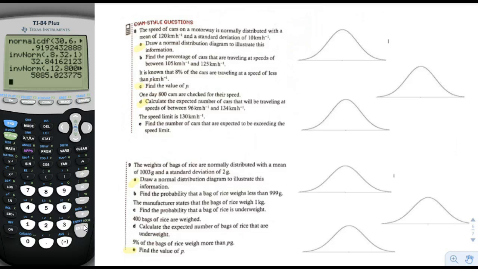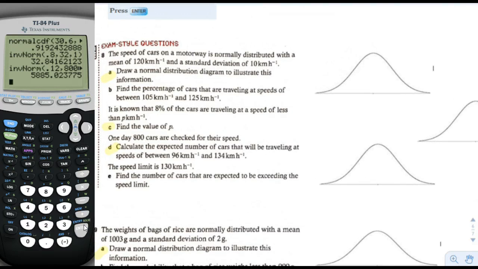Okay, moving on to number 8. The speed of cars on a motorway is normally distributed with a mean of 120 kilometers per hour, and this is kind of a weird notation. You know, we don't usually see this too much in math. That's all it means, right? Hours to the -1 power is just hours in the denominator. Sometimes they use that in physics, but not too much either.